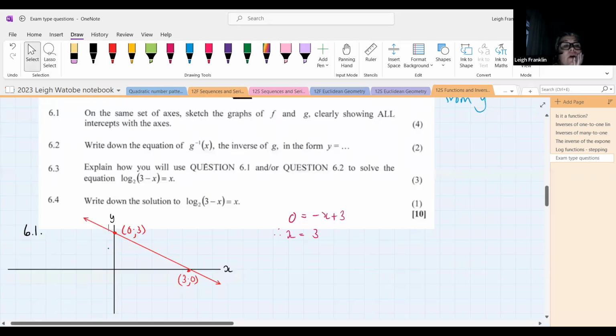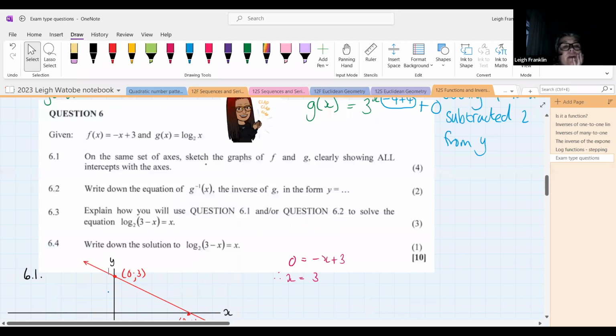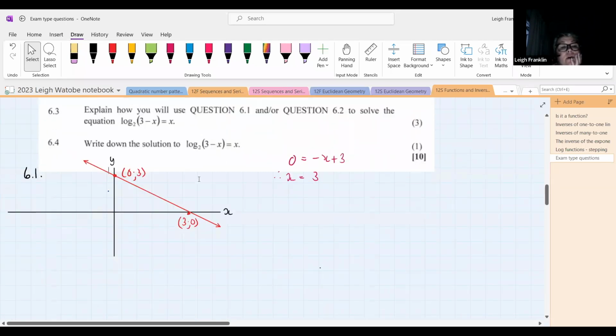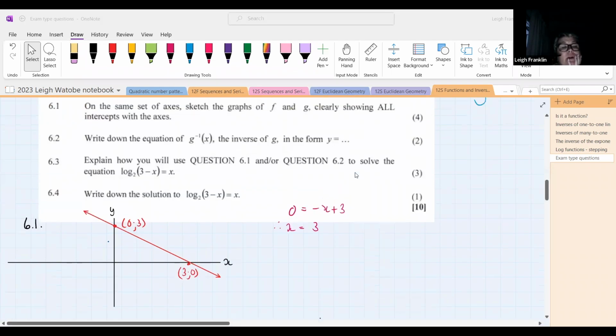Now we need to draw our log function. So g of x equals log 2x. It's not going to have a y-intercept. It's only going to have an x-intercept. Does anybody know what the coordinates at the x-intercept would be? They're always going to be this for our log graphs. Anybody know what it would be?